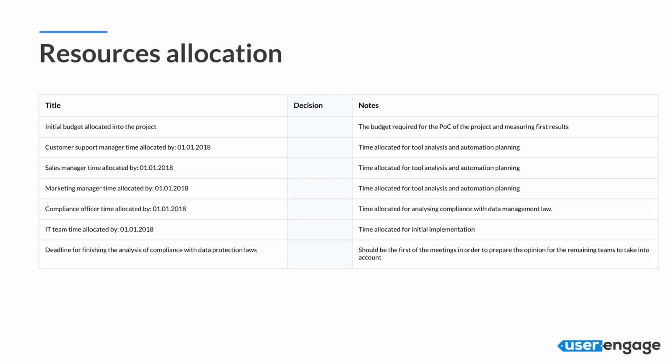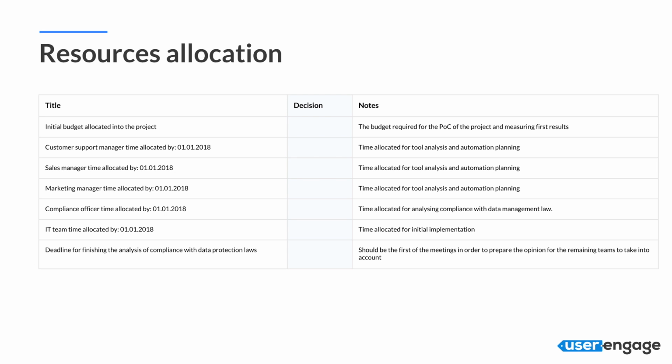Then you have compliance officer time allocated, so that will be the legal team. IT team allocated, and this is very crucial because time management in IT teams is very strict. So you need to know perfectly how much time they're going to need, and this is why they're in this meeting. They have to understand the process, and they have to be aware of how much it might take them to implement the system. Then at the end you have a deadline for finishing the analysis of compliance and data protection laws. So in order to move on with the implementation, you need to have a deadline for the legal team to say, all right, this is ready and here are the guidelines.